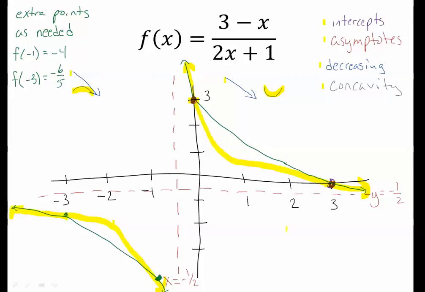Here we have the graph of f of x equals (3 minus x) divided by (2x plus 1), using the original function, the first derivative, and the second derivative to find relevant features of our graph.